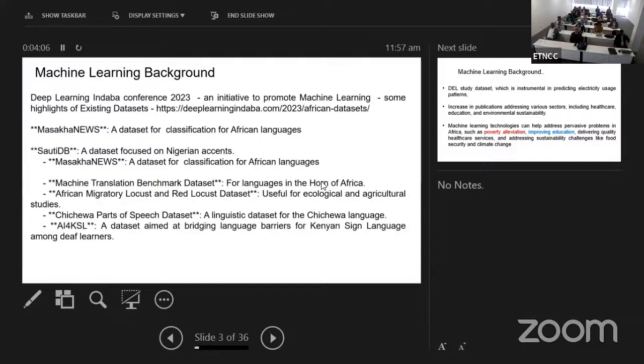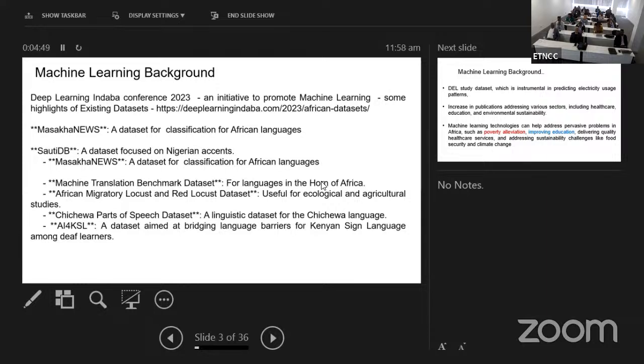The Deep Learning Indaba, which is hosted every year to try to grow data, machine learning and research in the region, has documented a number of existing data sets where you can go and get data. One of them is Masakhane News, which is about classification of languages. There's one called NaijaVoices, I think. If there are Nigerians in the house or online, there are a lot of dialects and accents which they use.